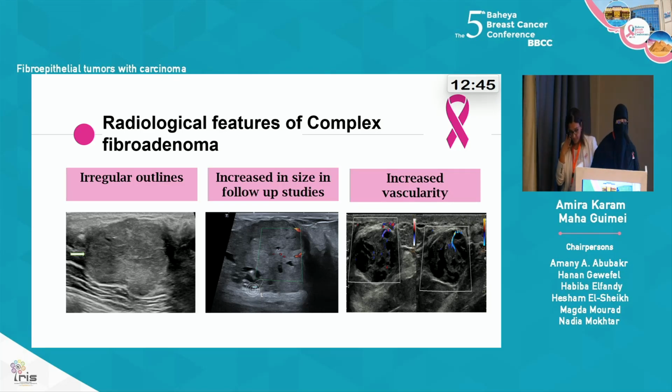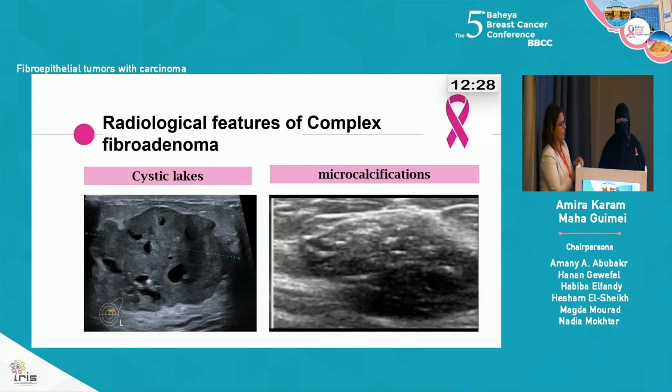The complex fibroadenoma differs from the simple by having some atypical criteria, such as irregular outlines, as we can see in this image. It may increase in size in follow-up studies, but this increase should be significant, more than 20%. It may show increased vascularity on color Doppler. It may show cystic lakes appearing as anechoic regions within the fibroadenoma. It may show internal microcalcifications appearing as echogenic dots on ultrasound, and these are easily detected on mammography.